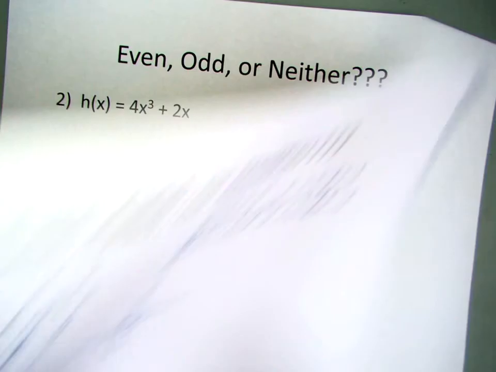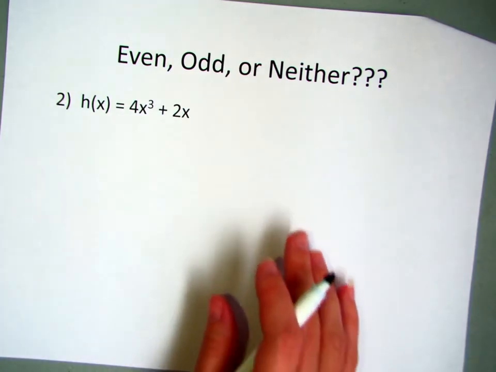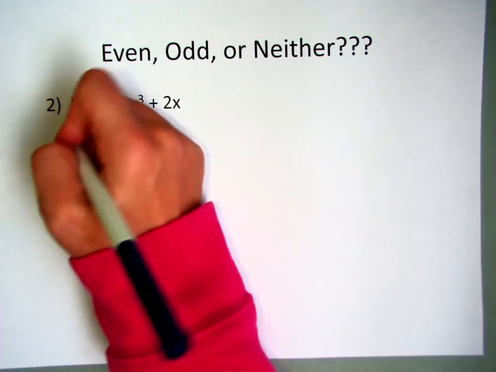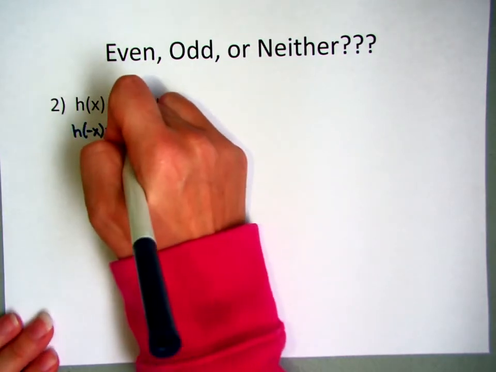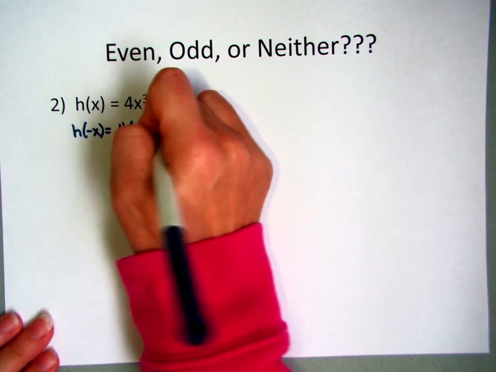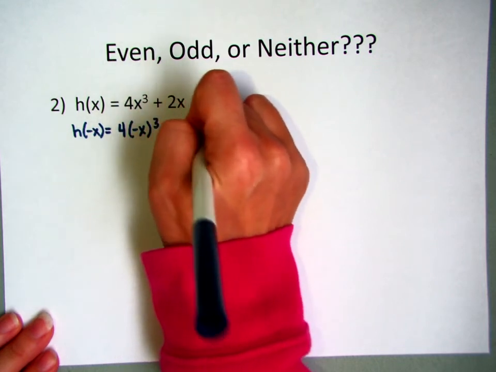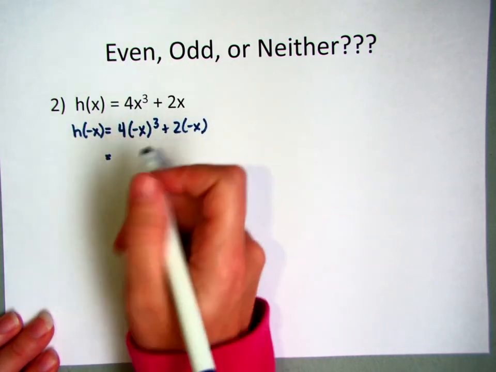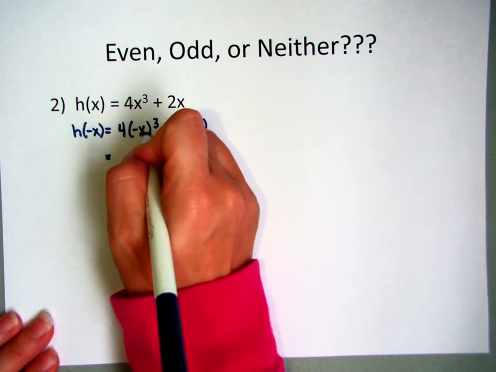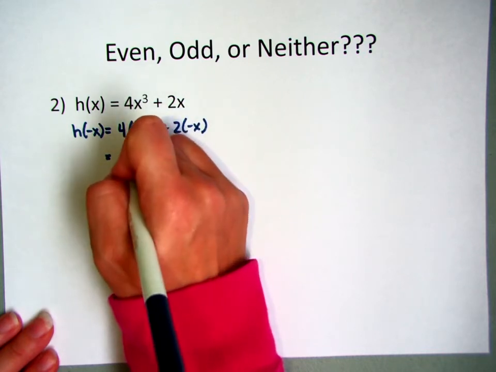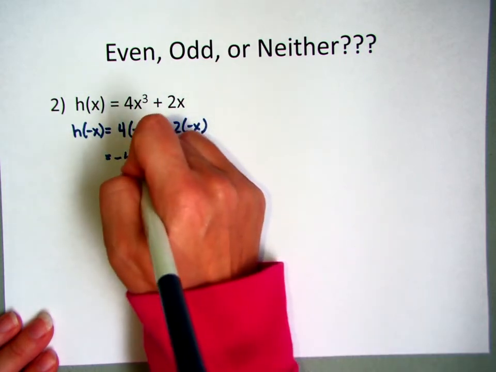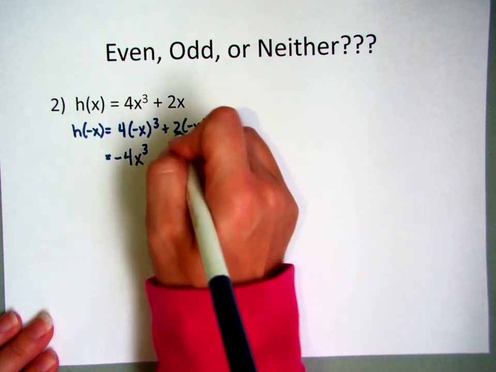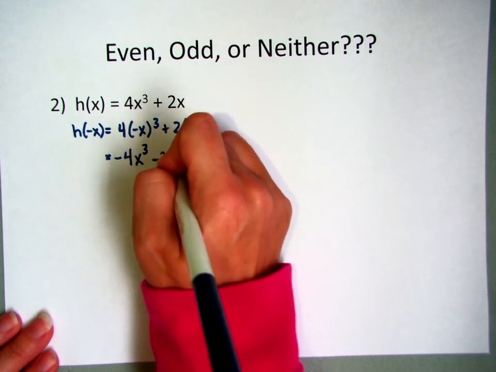So we'll compare that to a function like this one here, in which if we put in our negative x, let's see what happens. We have 4 times negative x cubed plus 2 times negative x. So when we clean that up, this negative x times negative x times negative x is actually going to be negative x cubed. And if we multiply that times 4, it's really going to be negative 4x cubed. And then 2 times negative x would be negative 2x.